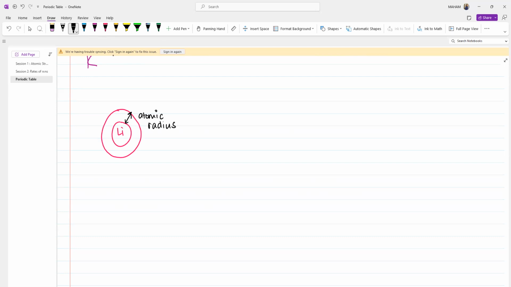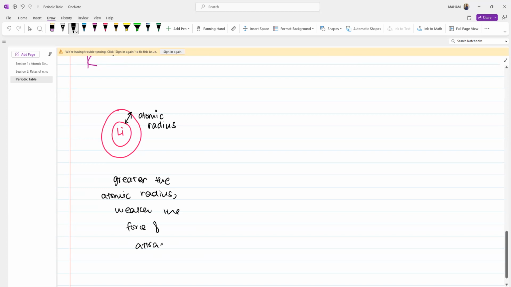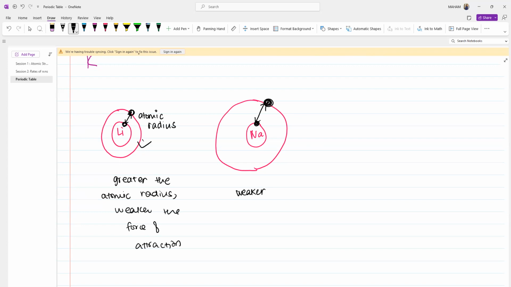Greater the atomic radius, weaker the force of attraction. And why is the force of attraction weaker? The force of attraction is determined by the distance between your nucleus and the valence shell electron. So if I have another element, sodium, sodium's atomic radii is even greater, right? Now my valence shell electron is more away from the nucleus. That means this sodium metal has a much weaker force of attraction than lithium.